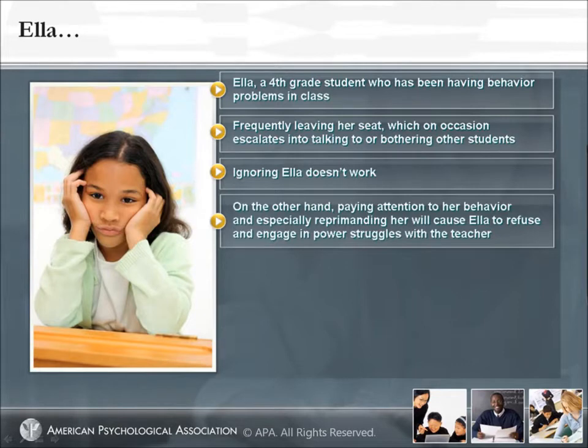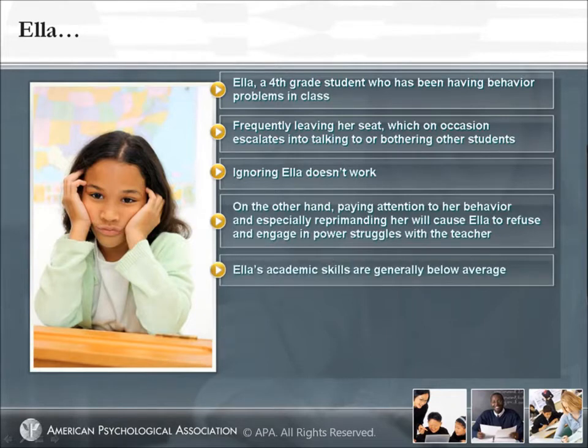Ella's academic skills are generally below average. Her reading skills are well below the other students, and she's clearly embarrassed by reading aloud in class. Her math skills are stronger, but as word problems are becoming more common, her reading skills get in the way. Ella has good social skills, so you suspect that she can fool you and the others into thinking she knows an assignment she really doesn't understand.